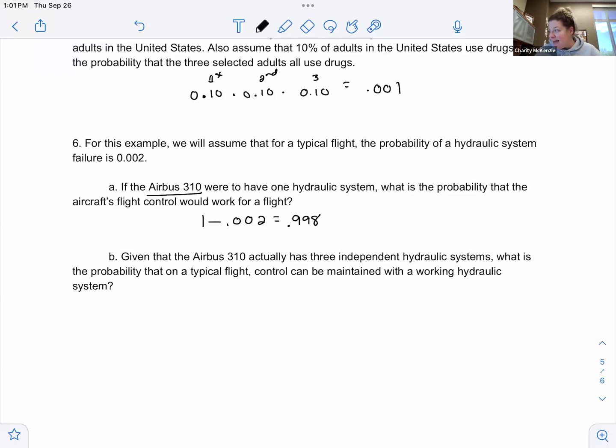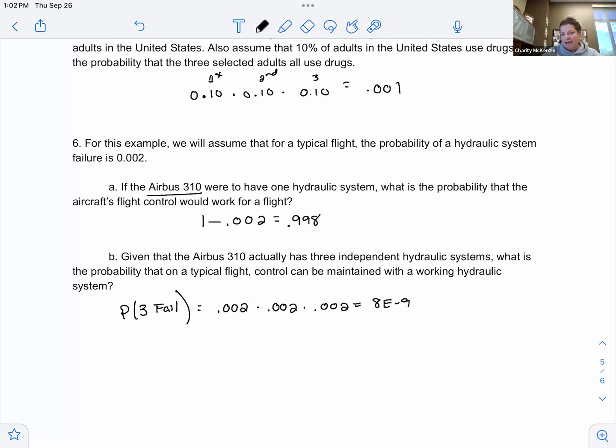So we're going to think of this as 0.002 times 0.002 times 0.002. And this is the probability of failure. So probability with 3 of them, all 3 fail. Okay, so I'm going to take 0.002 to the 3rd power. What it gives me on my calculator is this, okay?